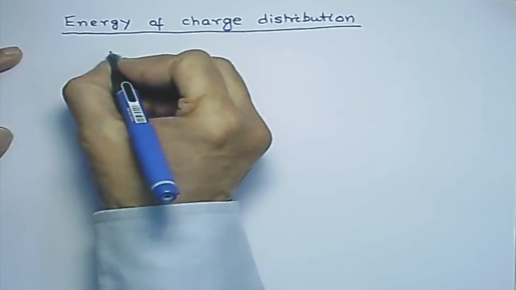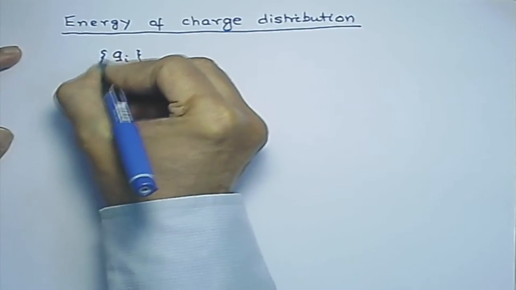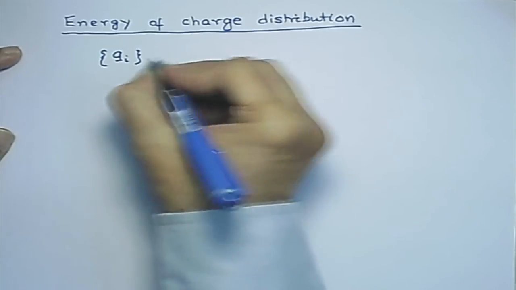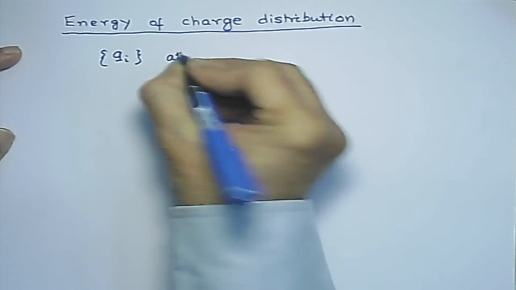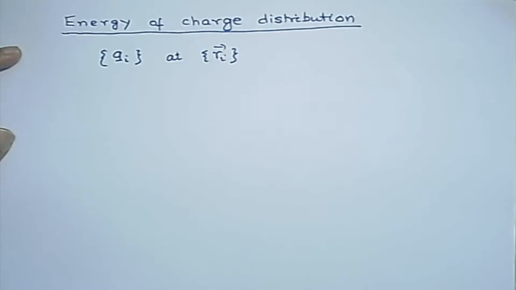So let us suppose that we want to do the following. We have a collection of charges which I will call Q1, Q2, etc. Let us say this is a set Qi, i equal to 1 to n, n number of charges. Suppose I am interested in putting a charge Qi at the location, let us say ri, with respect to some chosen origin. Now, what is the energy of this charge distribution is my question.